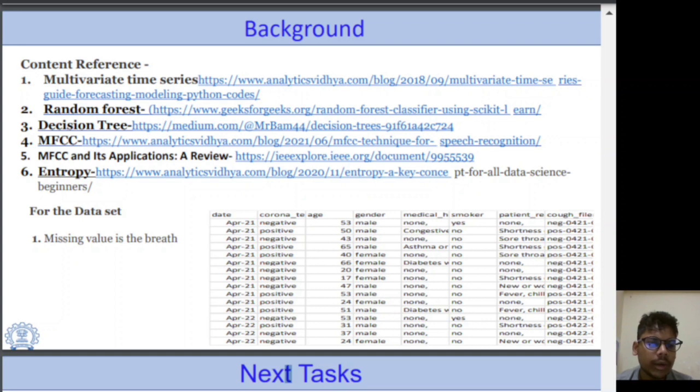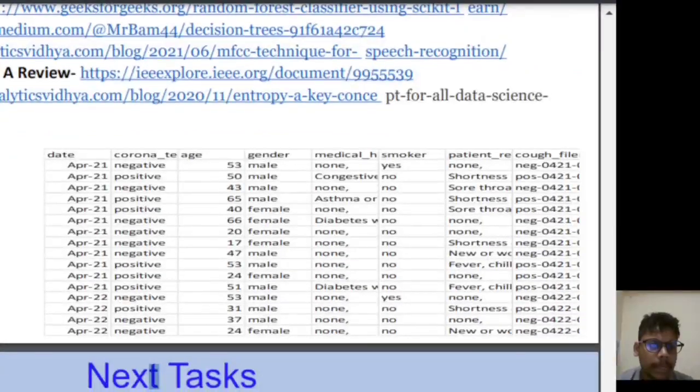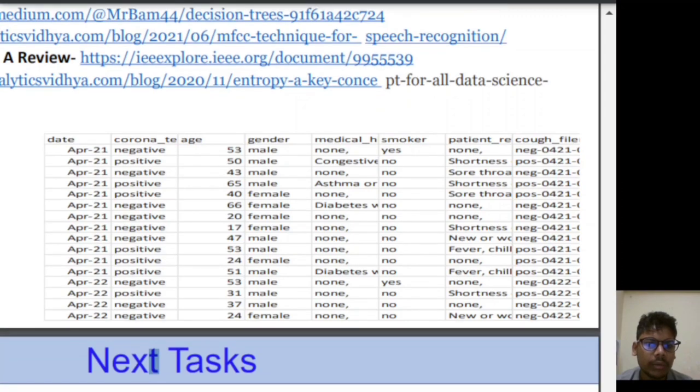Now, we have searched many times for the correct data set, but we were not able to find the correct data set. Here is the data set we found. The data contains the date, corona and corona type, and the age, gender, medical, and smoker present, and cough file. But this data set does not include the breath columns. That's why it is not correct, but it is fine. That's why we keep it.